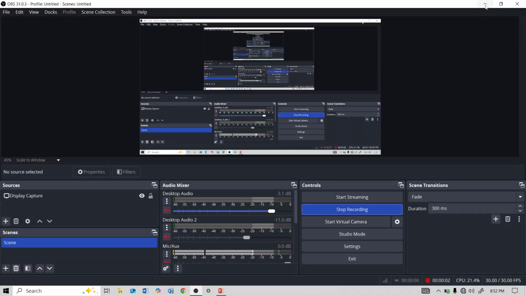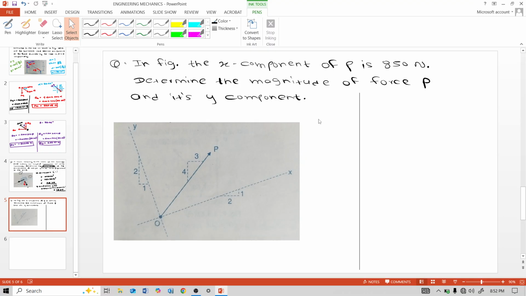Hi all. Today in this video lecture we will see this numerical, and we are learning the resolution of forces chapter. So this is a numerical of the resolution of forces chapter. In this numerical our objective is to calculate this force P directly. Actually in the numerical they gave us the x component, Px, and it is 850 Newton. So our objective is to calculate this force P and this y component.